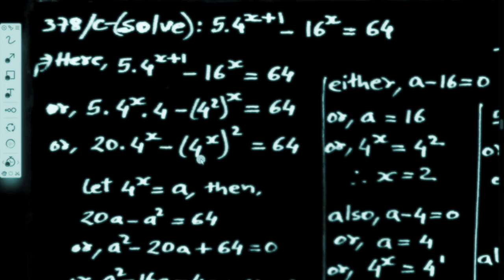Now, for easy calculation, we should replace 4 power x with a. Here 4 power x should be replaced with a, and here also 4 power x replaced with a. So 4 power x equals a, then 20a minus a square, since 4 power x square means a square, equals 64. Or a square minus 20a plus 64. Both signs have been changed as they move sides: minus a square goes to the other side as plus a square, 20a comes as minus 20a, plus 64, equals 0. Now this is our expression. From this expression we should get the value of a by factorization. First we should factorize this expression to get the value of x.